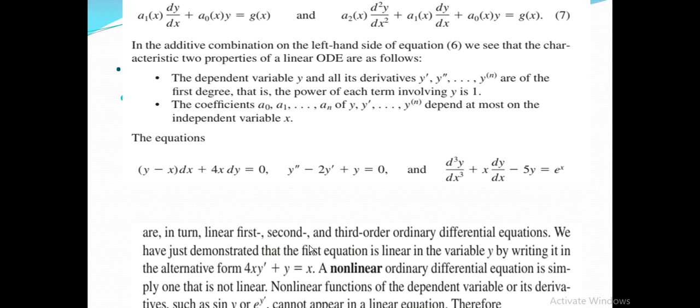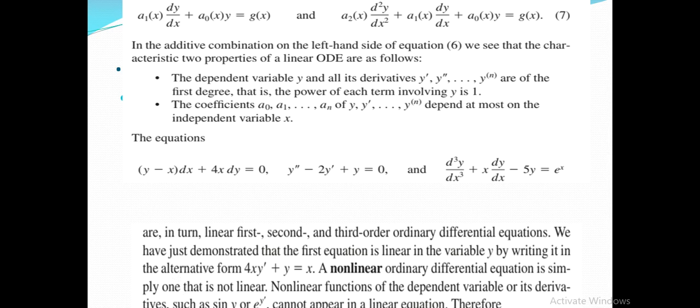The second property: the coefficients a0, a1, up to an, of y dash up to y n, depend at most on the independent variable x. They always depend on the variable x. Okay, let's see together. The independent variable is x, and the dependent variable is y.